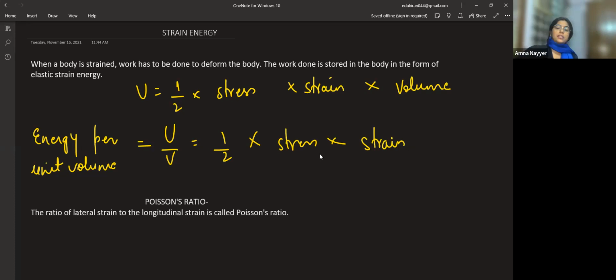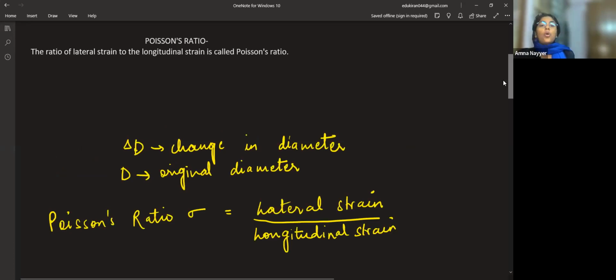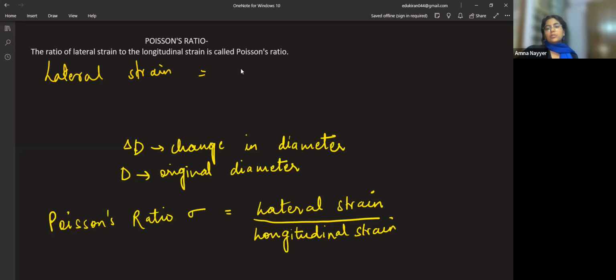Talking about Poisson's ratio. So what is Poisson's ratio? It's the ratio of lateral strain to the longitudinal strain. So longitudinal strain we have discussed, but we didn't discuss any lateral strain, right? What is meant by lateral strain? Lateral strain is equal to change in the diameter. So we write it as minus delta D by D. Delta D is change in diameter. Capital D is the original diameter. Lateral strain means the change that is occurring in the girth, laterally. Longitudinally means in the length, the change that is occurring in the length.